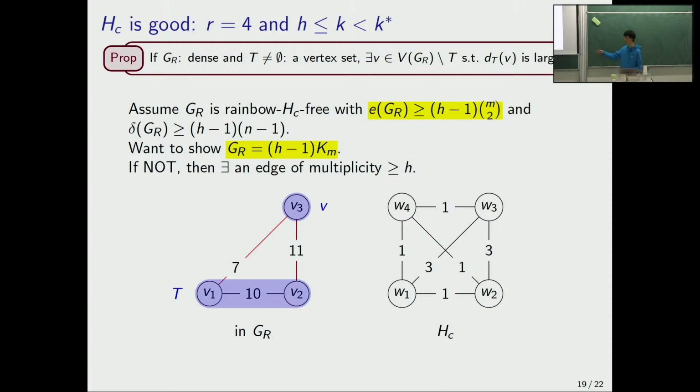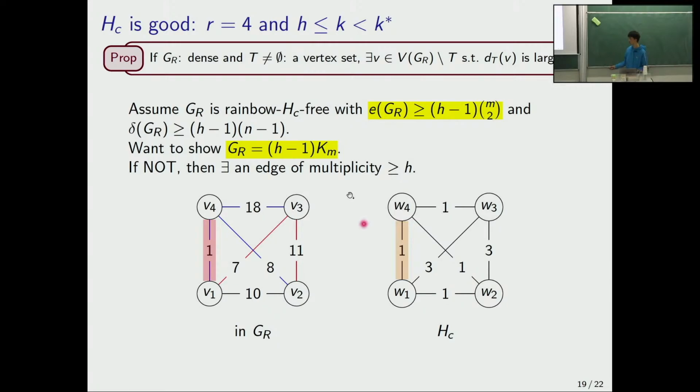And we again set V1, V2, V3 as T, and we find a new V called V full using the proposition. So this means if we add the multiplicities of those blue edges, it is large enough. So anyway, everything is large enough. So this graph, this sub-multigraph of GR is very dense because we use the proposition.